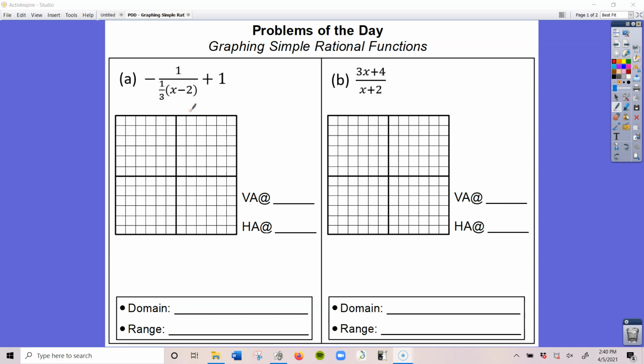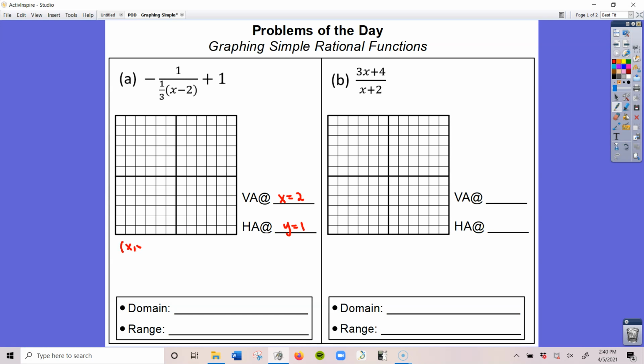The vertical asymptote is always the number that is added or subtracted to the x, but the opposite sign. So we have a vertical asymptote at x is equal to 2. Our horizontal asymptote is the number that is added or subtracted at the end. So we have a horizontal asymptote at y is equal to 1. Now we're ready to write out the rule.